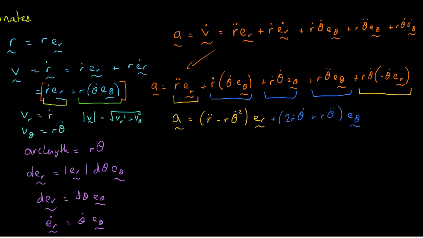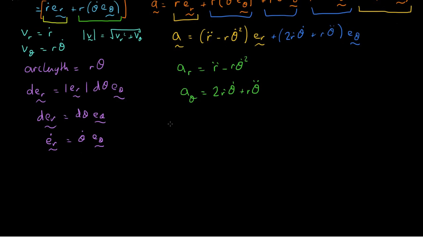So now we can clearly say that the acceleration in the radial direction is equal to r double dot minus r theta dot squared, and that the acceleration in the theta direction is equal to 2 r dot theta dot plus r theta double dot. And again, if we wanted the magnitude of the acceleration, that would be the square root of a of r squared plus a of theta squared.